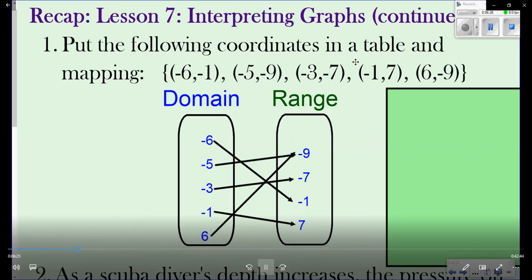I forgot to put the table, but if you had a table, you would have the x and y. The same thing, your x column with all the x's, and then the y column with all the y coordinates, and they're matching up, they're lining up. So the negative 6 would be with the -1, -5, -9.